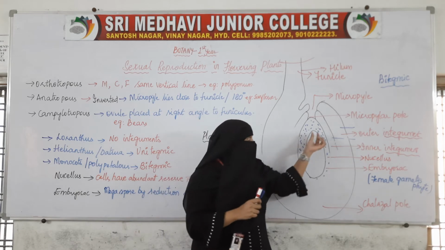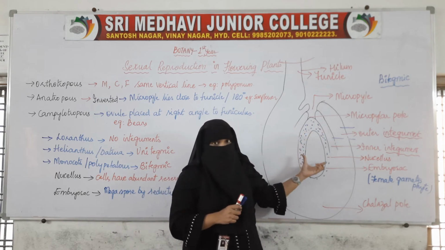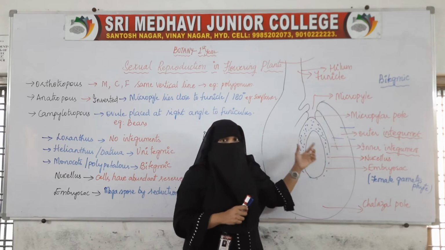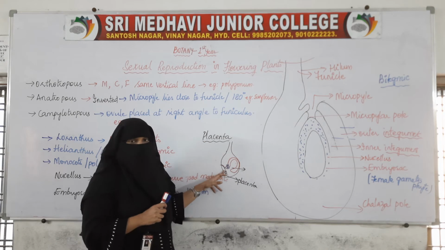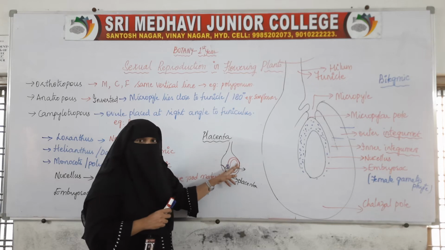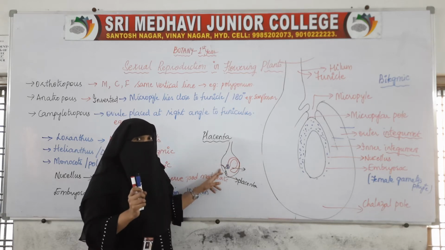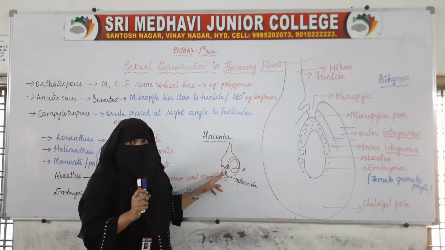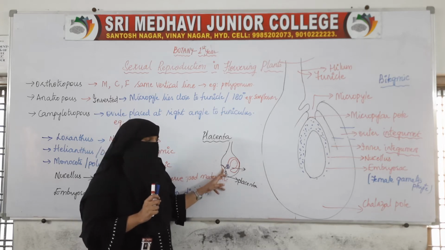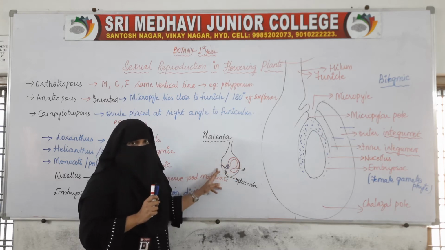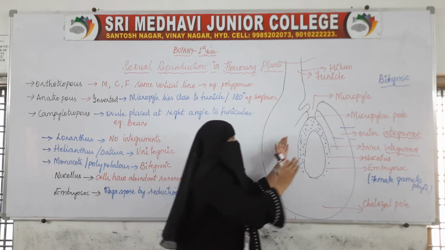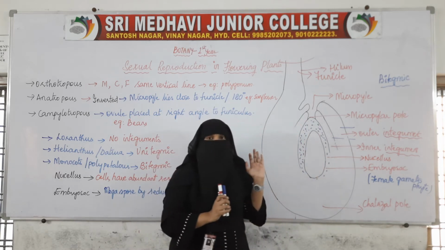Nucellus is the tissue which is enclosed in between these 2 layers, and placenta is a cushion-like tissue which is helping in attachment of the ovule to the ovary. Don't get confused between these two. So correct it if it is wrong in the video. Placenta is the tissue which is connecting the ovule with the ovary, and nucellus is the tissue which is enclosed in between 2 integuments.